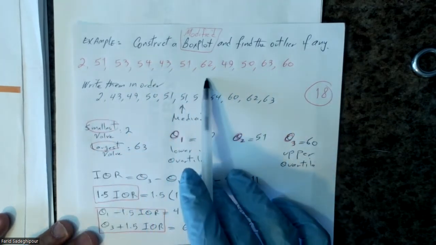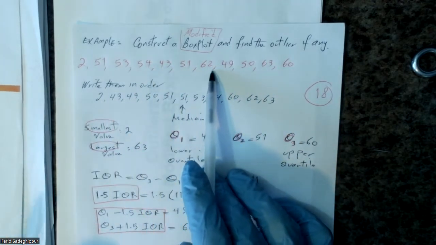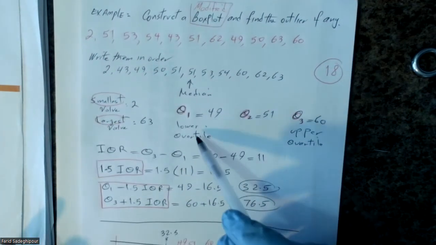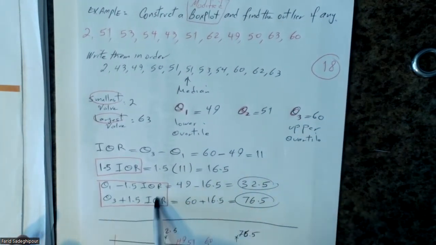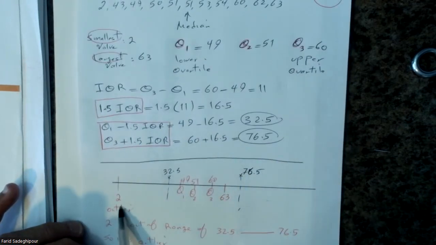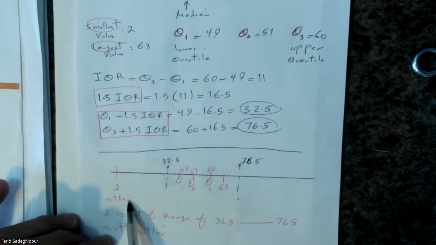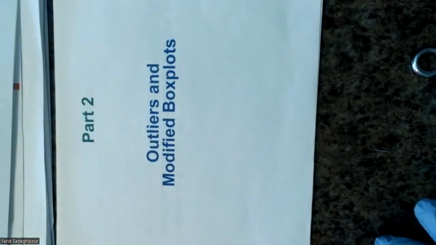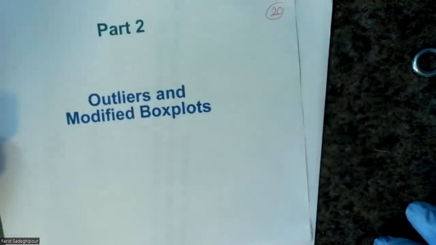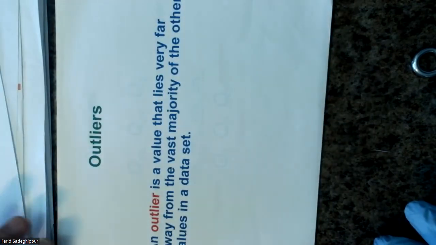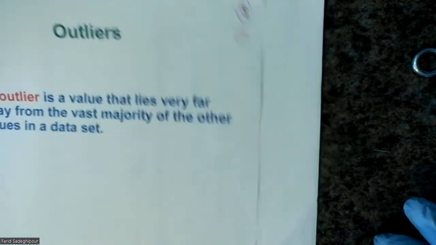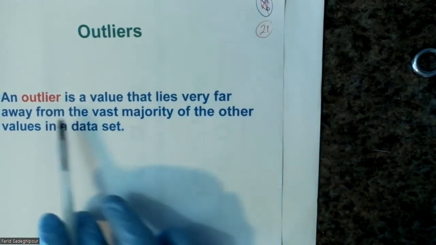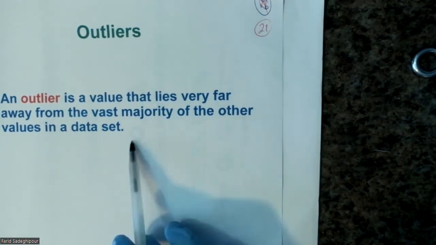But if you want to show it using the box plot, they call it modified box plot, you've got to go through this calculation, find the range first. When you find the range, if your number is outside of the range, then you say this is the outlier. So this is outlier and modified box plot. Here is the definition of the outlier. It is a value that lies very far away from the vast majority of other values.